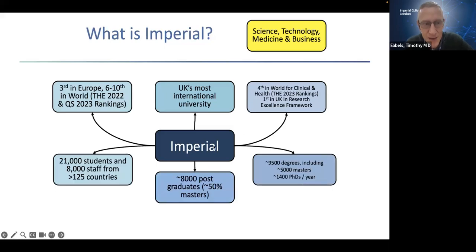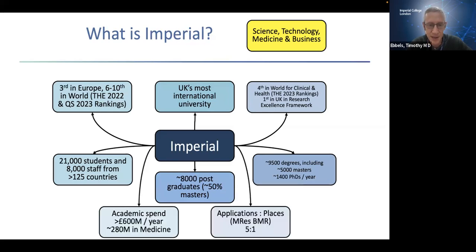We have about 20,000 students and about 8,000 staff, and you can see that they derive from a very large number of countries, over 125. About 8,000 of our students are postgraduates, and about half of those are doing master's degrees. So we award many, many thousands of degrees a year, including many PhDs. And we spend a lot on research, over £500 million, and over £250 million on medical research each year. And our course, the MRes, is very well thought of, and there's a very high relationship between applicants to places, so a ratio of about 5 to 1.